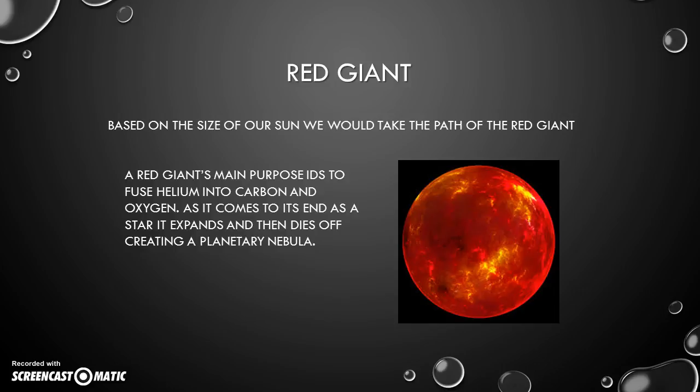at this point it depends on the size of the star. It could either be a red giant or a supergiant, and as a red giant, our sun's main purpose is to fuse helium into carbon and oxygen, but as it comes to the end of its life stage, it expands and then dies off, creating a planetary nebula.